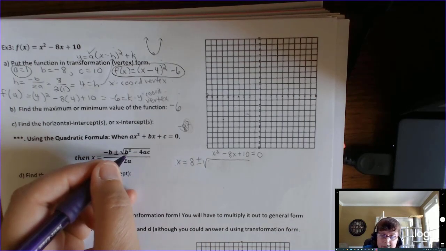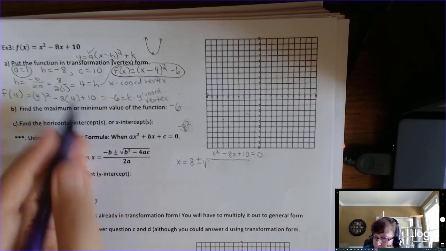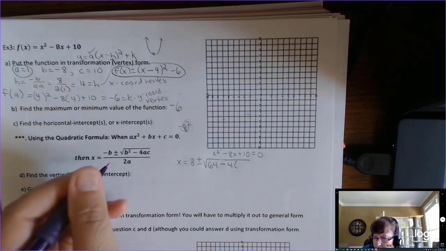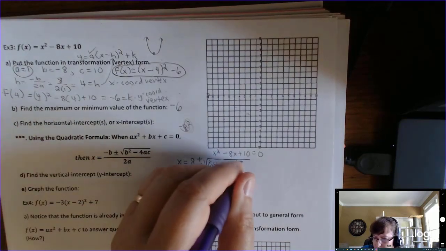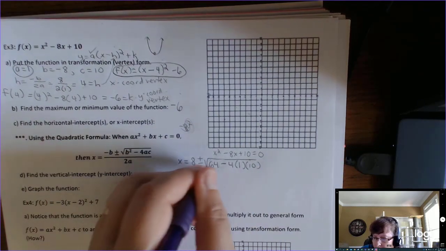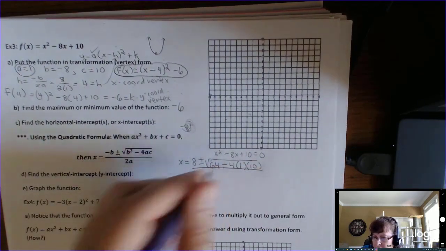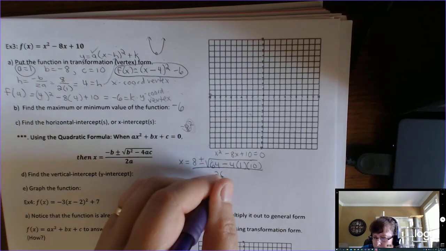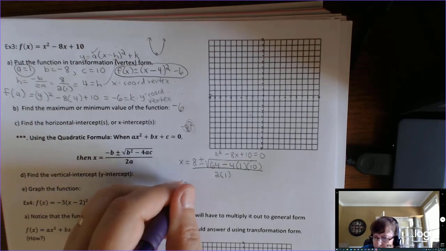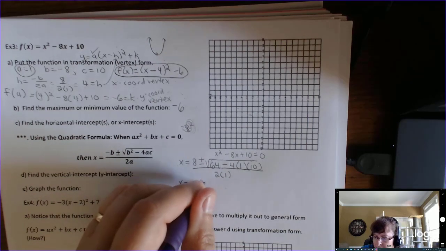Okay, so what I do is I just square that in my head. I know my perfect squares. So b squared would be -8 squared. That's positive 64 minus 4 times a, which is 1, times c, which is 10, all of it over, not just that part, all of it over 2 times a, which is 1. So x equals 8 plus or minus square root.